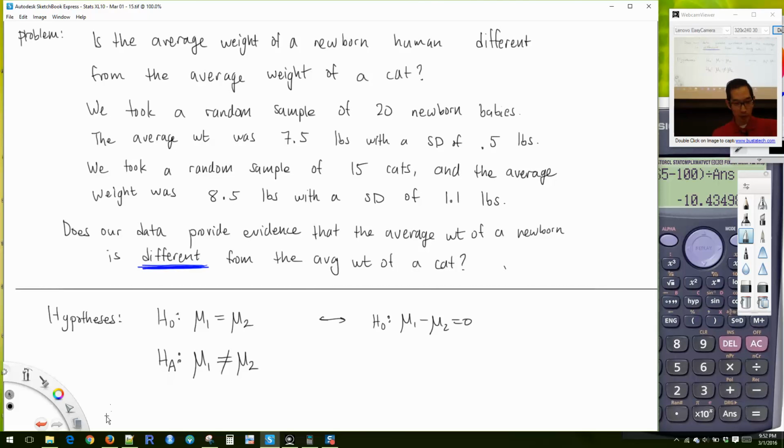Actually, let's just do our prep step here. Okay, so our preparation. Let's label all of the pieces we've got. We need to have N1, X bar 1, and S1. And we're going to have N2, X bar 2, and S2. Let's call sample 1 the newborns, and sample 2 will be the cats.